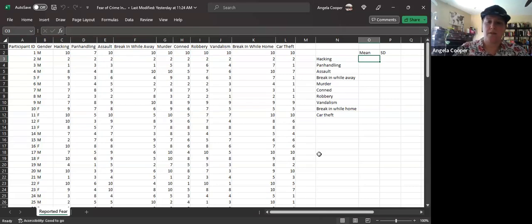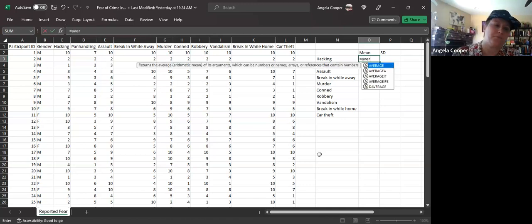But let's start. So we need to find the mean and standard deviation. We're going to start with hacking and start calculating the mean. Just like I mentioned last week, that equal sign in Excel is essentially us saying, hey, Siri, to Excel, and it's just waiting for us to give it some sort of command. So equal, and then I start typing in average.